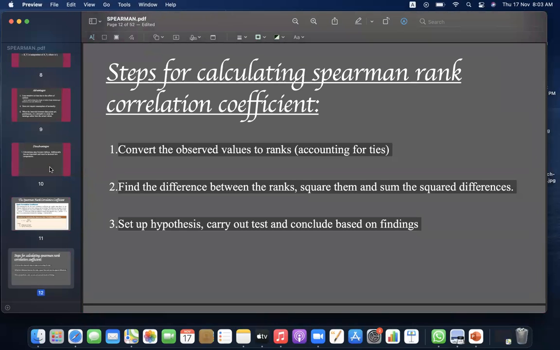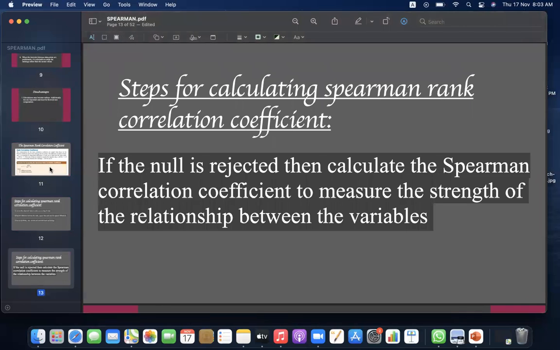Steps for calculating Spearman rank correlation coefficient. Number one, convert the observed values to ranks, accounting for ties. Number two, find the difference between the ranks, square them and sum the squared differences. Number three, set up hypothesis, carry out tests, and conclude based on findings. If the null is rejected, then calculate the Spearman correlation coefficient to measure the strength of the relationship between the variables.